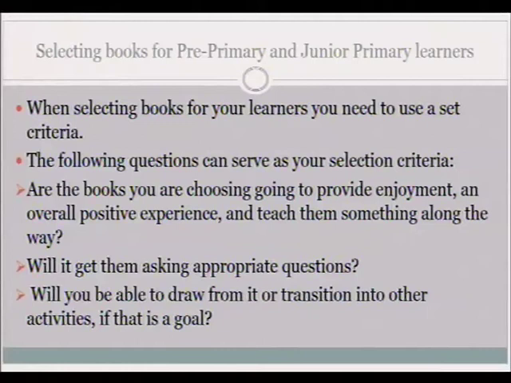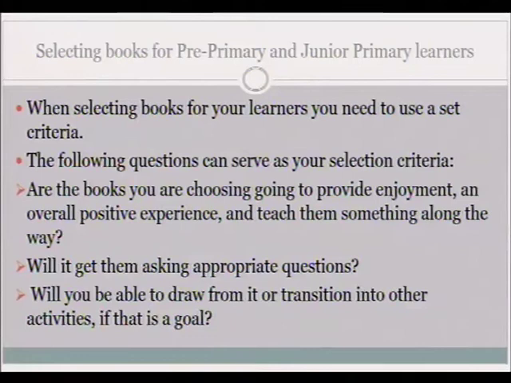The first topic to be covered is selecting books for pre-primary and junior primary learners. It's very important to note that these children are only beginning to read. So the way we introduce them to reading should make them want to read. It should make them find reading meaningful. So when we select books for them, we should bear in mind the following.